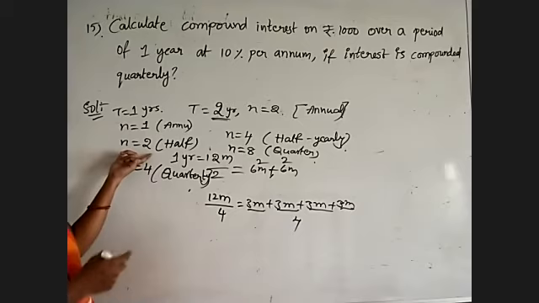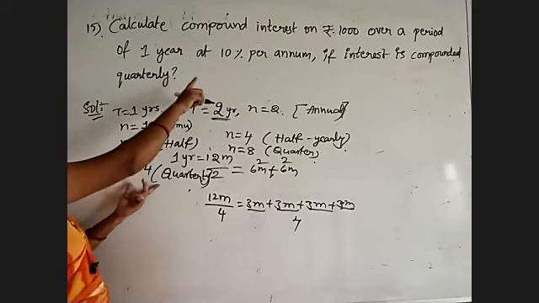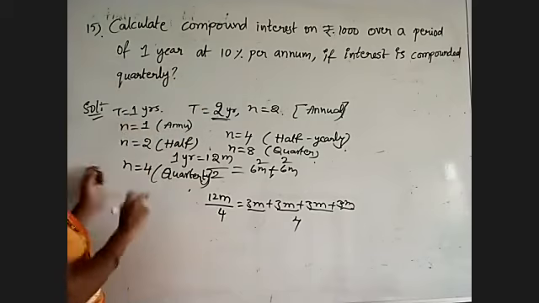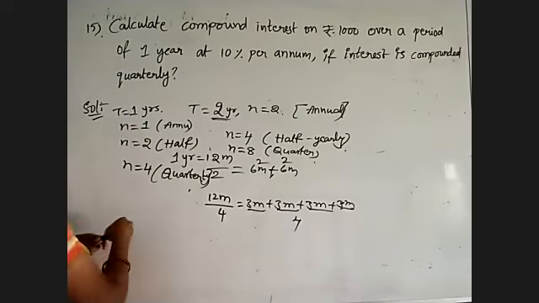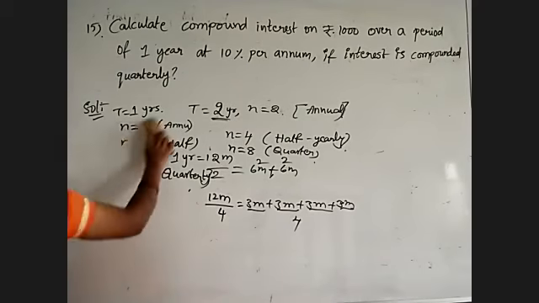But for half year, we need to divide the given value by 2. For quarter, we need to divide the given value by 4. Means 10 by 4 we must take here. Okay. So now do the calculations. What will we do?